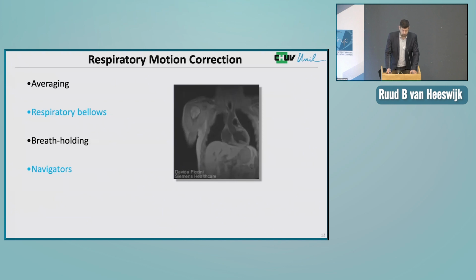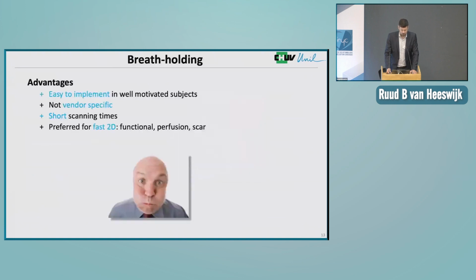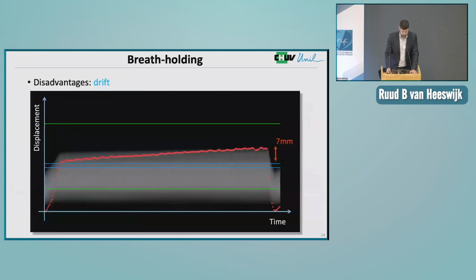You can just hold your breath, and you can use navigators, so you can use some kind of MR data. Breath holding has a lot of advantages. It's easy to implement. It's not vendor specific. It has short scan time, and it keeps your scan times short. And so it's preferred for fast 2D imaging. So things like function, perfusion, scar, and so on.